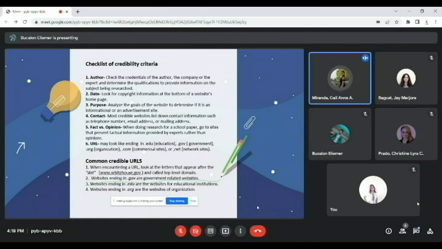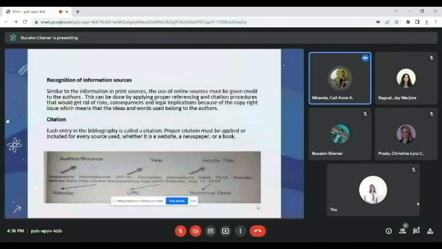Recognition of information sources. Similar to the information in print sources, the use of online sources must be given credit to the authors. This can be done by applying proper referencing and citation procedures that would get rid of risk, consequences, and legal implications because of the copyright issue, which means that the ideas and words used belong to the authors. Now let's move on to citation.